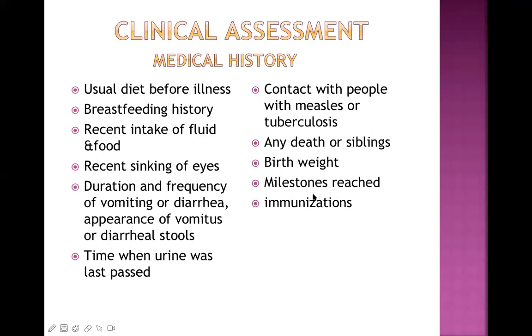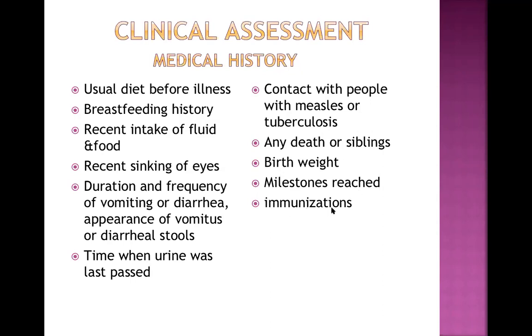Milestones reached. This is called development. If growth falls behind, then development will also be affected. Now remember one very important sentence I mentioned in the previous classes. The brain growth of a baby mostly occurs before 2 years of age. So if brain growth doesn't occur properly, then development will also be delayed. So you see, malnutrition is affecting development as well.